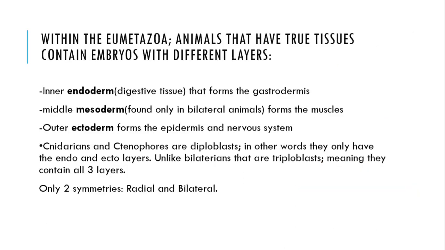Now, regarding Eumetazoa, which contains all animals other than sponges, they could be either bilaterians or cnidarians. Bilaterians are triploblastic. They have the three germ layers: the endoderm, the mesoderm, and the ectoderm. And then we have the other group, which are diploblasts, the cnidarians and ctenophores.